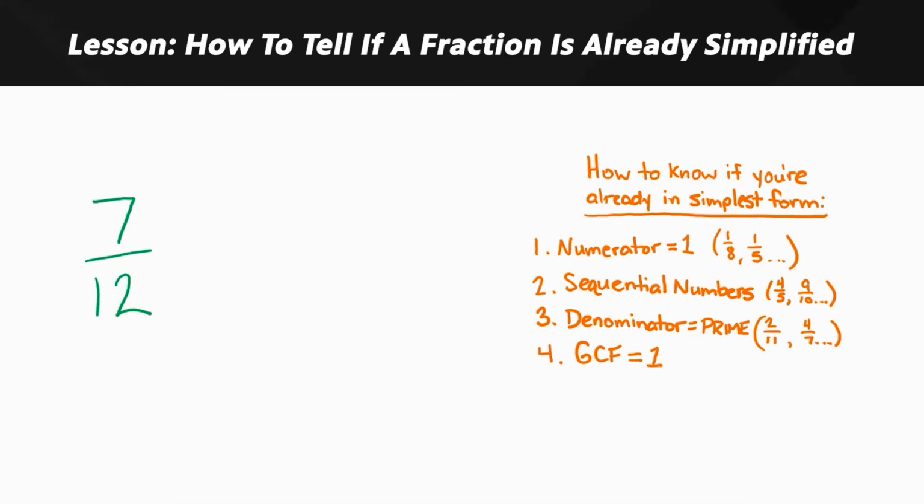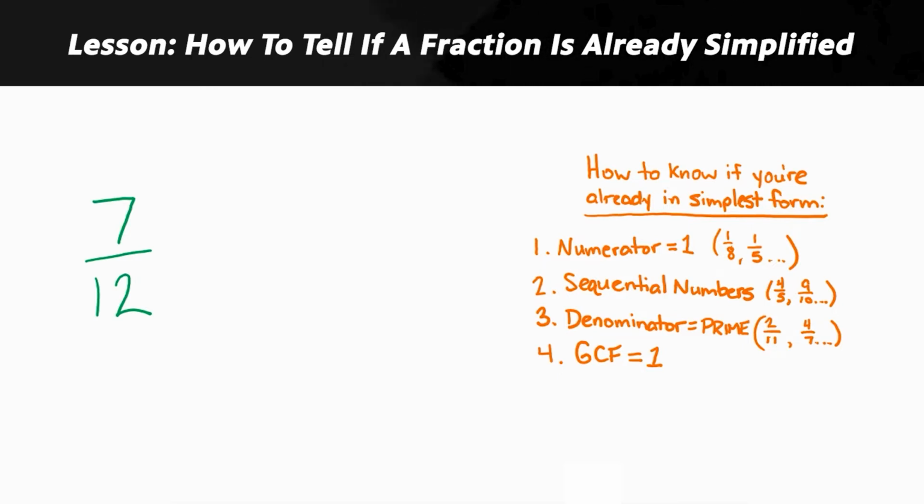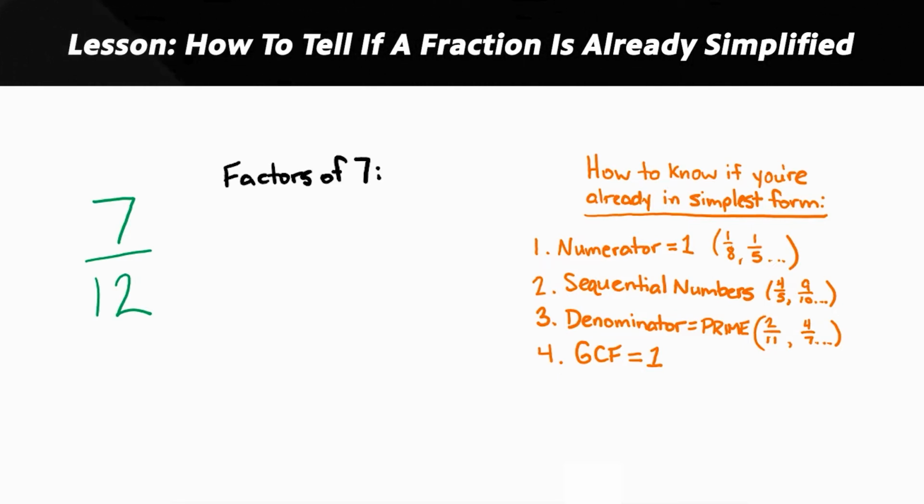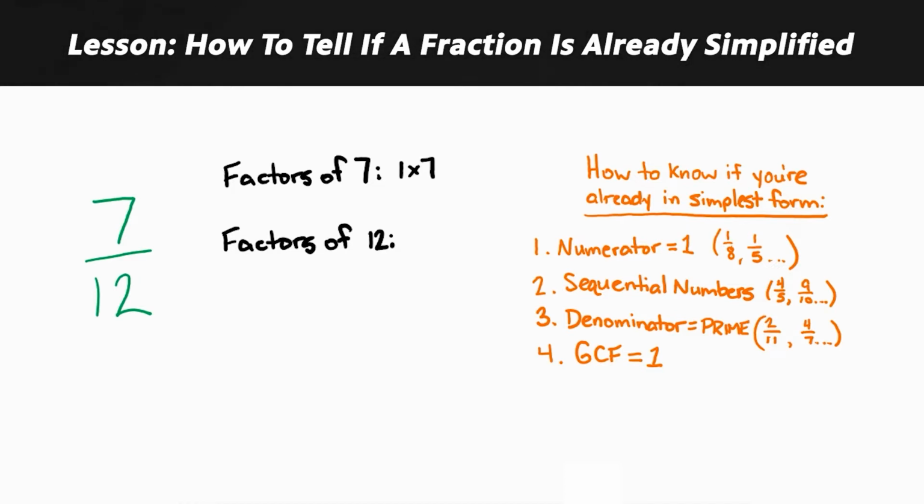Okay, here we are with the fraction 7/12. Now remember, to simplify fractions, you have to divide the numerator and the denominator by their greatest common factor. So let's list the factors of 7 and 12. What times what makes 7? 1 times 7, and that's it. Okay, and 12? 1 times 12, 2 times 6, and 3 times 4.